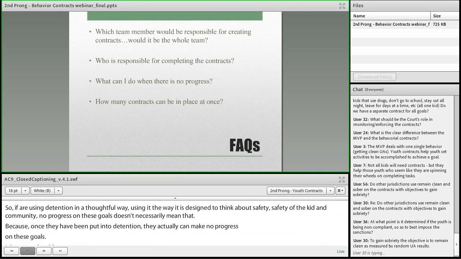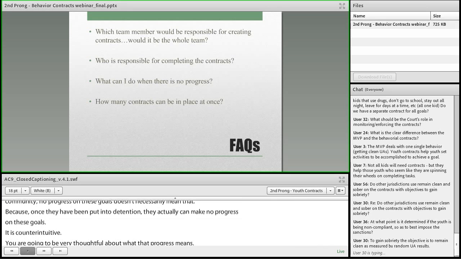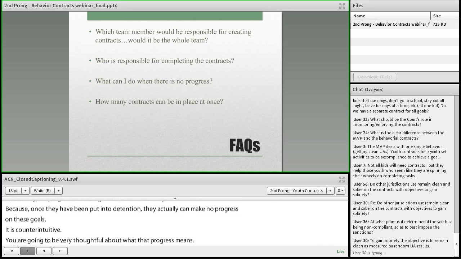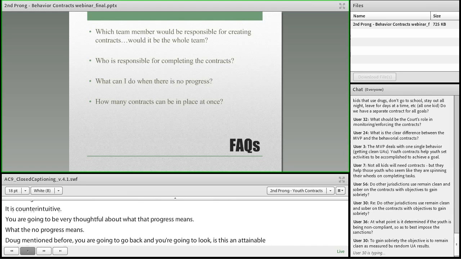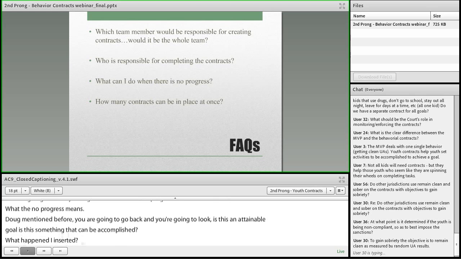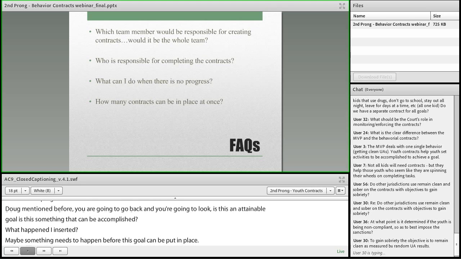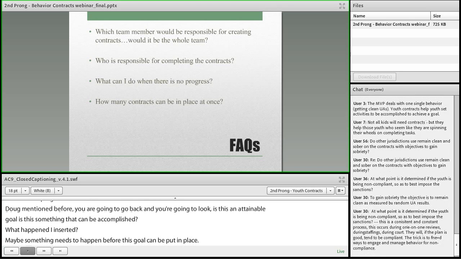And Doug had mentioned before, you're going to go back and you're going to look, is this an attainable goal? Is this something that can be accomplished? What haven't I inserted? Maybe something needs to happen before this goal can be put in place. If we've put in place some sort of activity that they have to get to, but then figure out that there's no transportation, then that's a faulty set of activities.